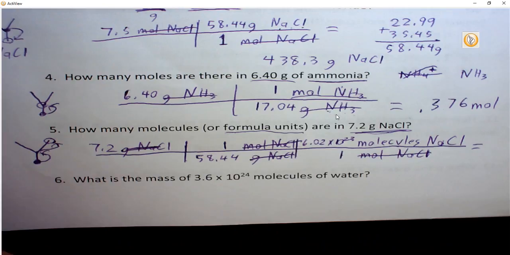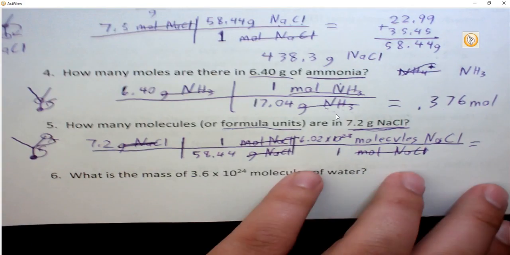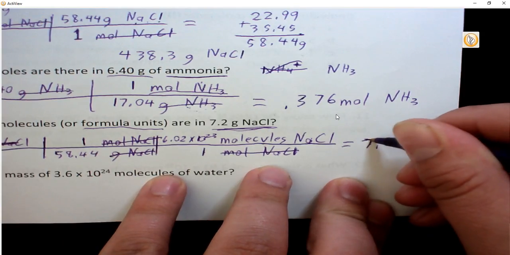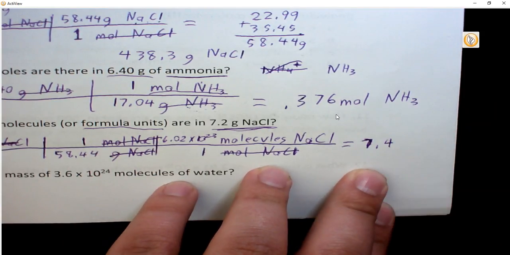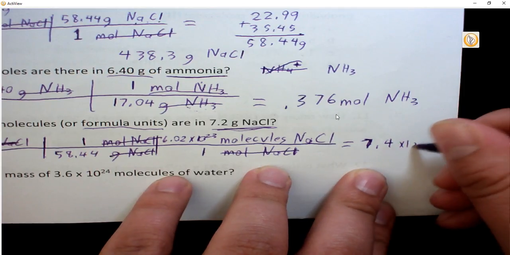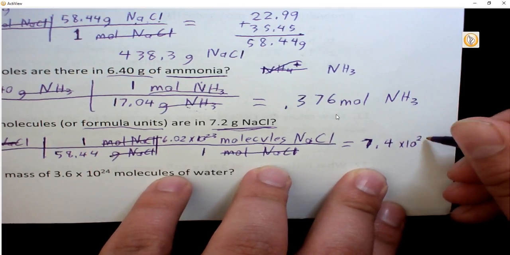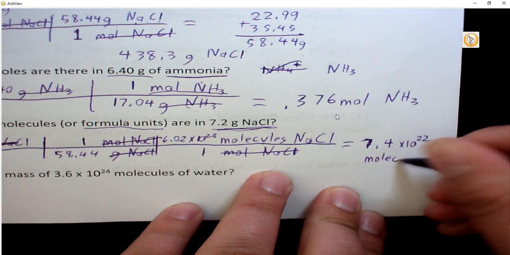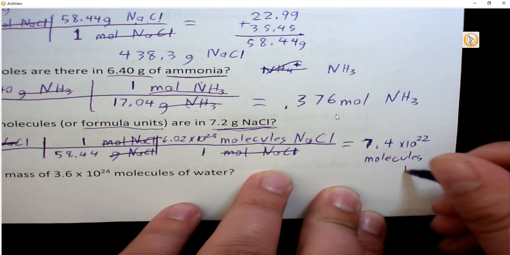So multiply across, we got 7.2 times 6.02 times 10 to the 23rd. And we're going to divide that by 58.44. Your number should come out to 7.4 times 10 to the 22nd power molecules NaCl.